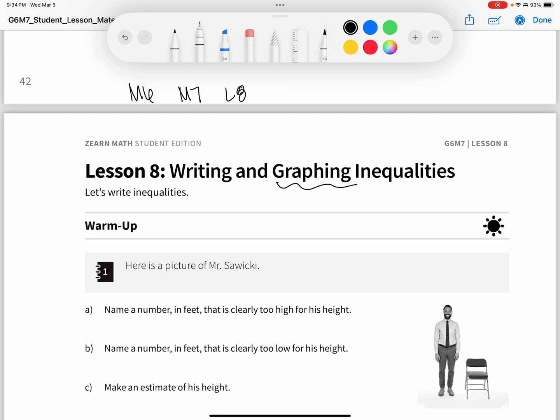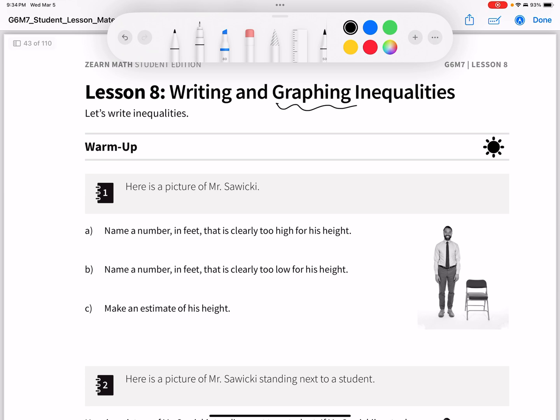All right, here's a picture of Mr. Sawicki. Let's go with that. Name a number in feet that is clearly too high for his height. Well, there's a regular chair, there he is. So I'm going to say 100 feet is way too tall for Mr. Sawicki. Name a number in feet that is clearly too low for his height. Well, unless this chair is really, really tiny, I would say 3 feet is definitely too low for his height.